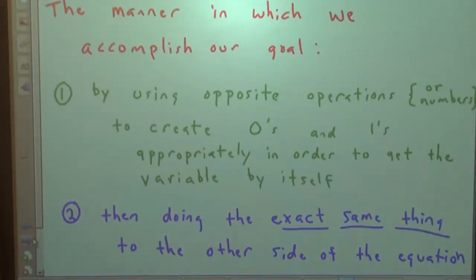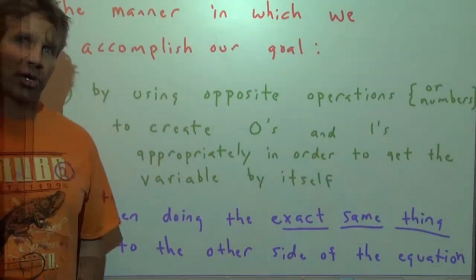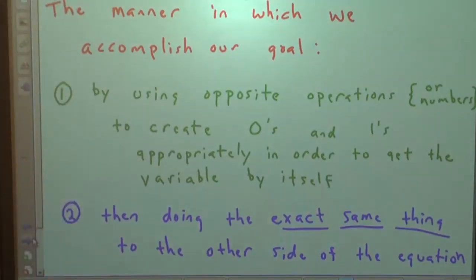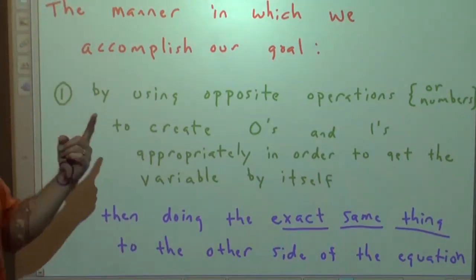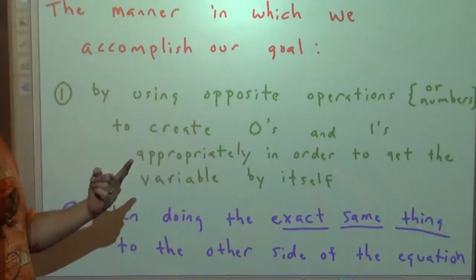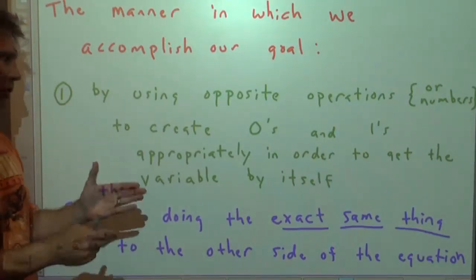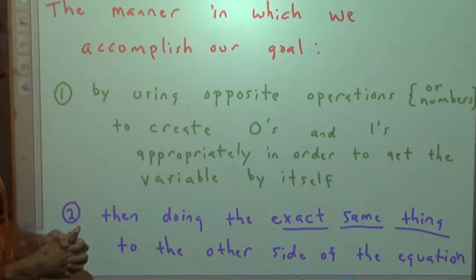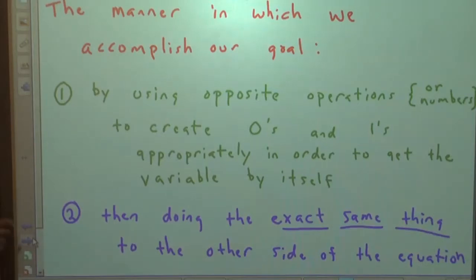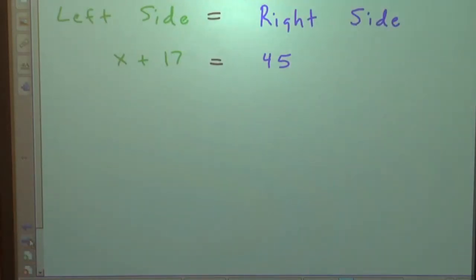So, the manner in which we accomplish our goal of getting the variable by itself is by using opposite operations or opposite numbers, sometimes called inverses, to create zeros and ones appropriately in order to get the variable by itself. And then doing the exact same thing to the other side of the equation so that the equation stays equal. Left side equal to the right side.